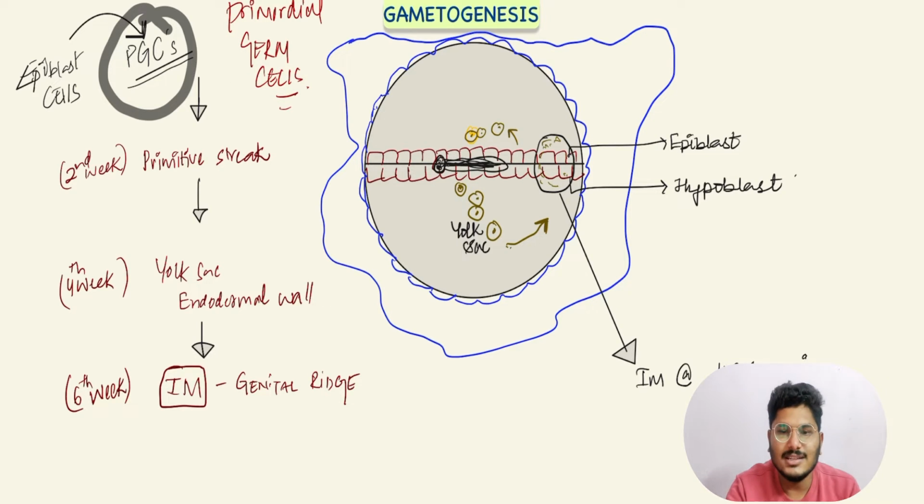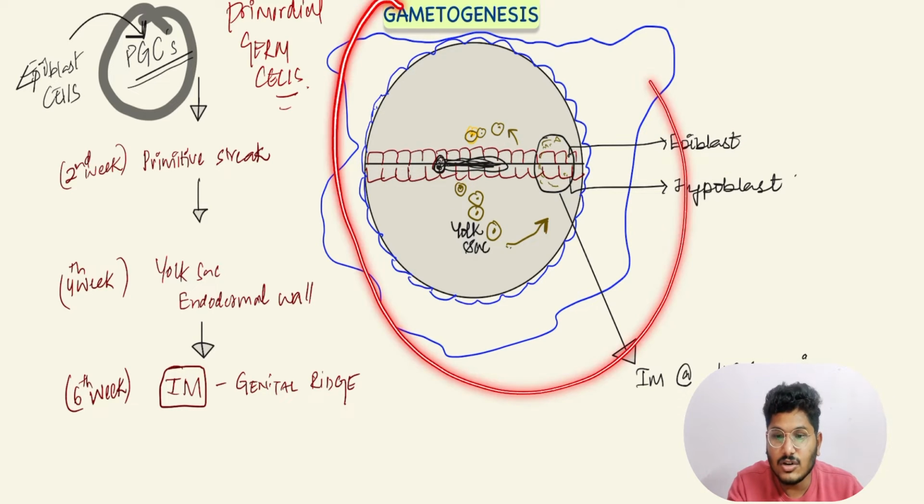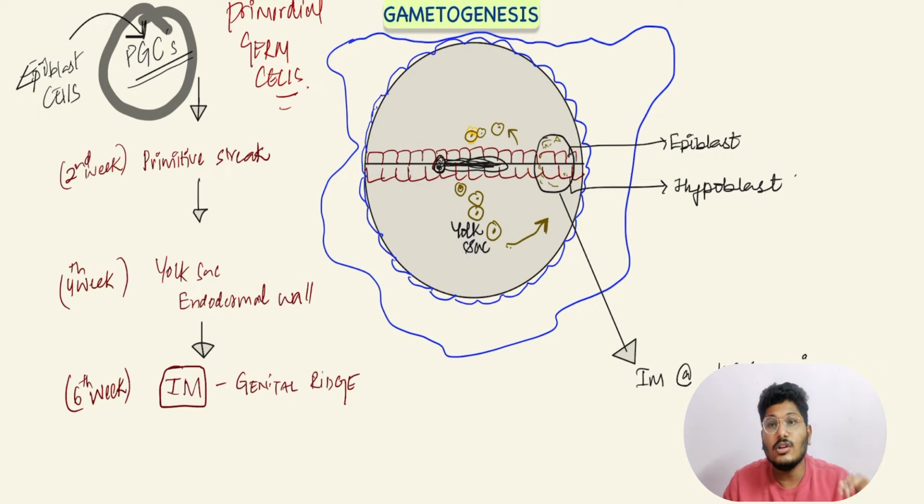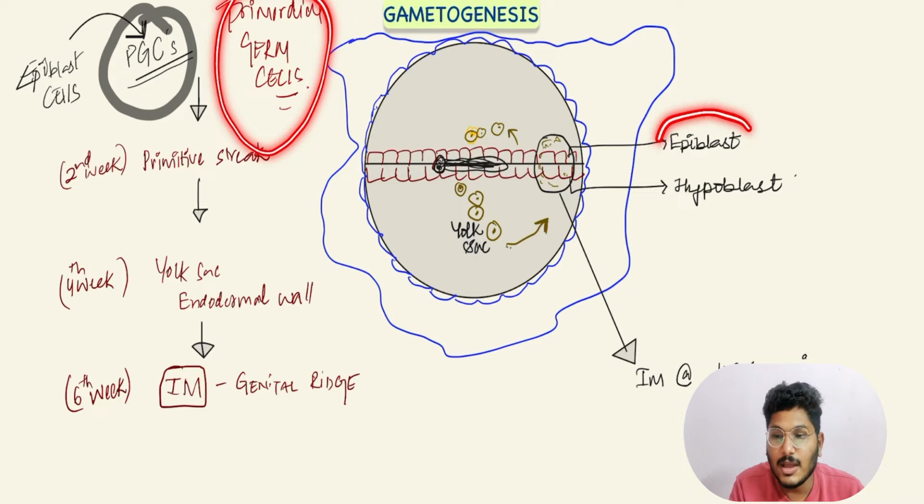These primordial germ cells are derived from special cells of the two-layered embryo called epiblast cells. If this is the embryonic disc, the cells above the embryonic disc are called epiblast cells. The cells below the embryonic disc are called hypoblast cells. During the course, we will learn how this structure of the embryo is formed from the zygote. But for now, just remember, these primordial germ cells are coming from epiblast cells.